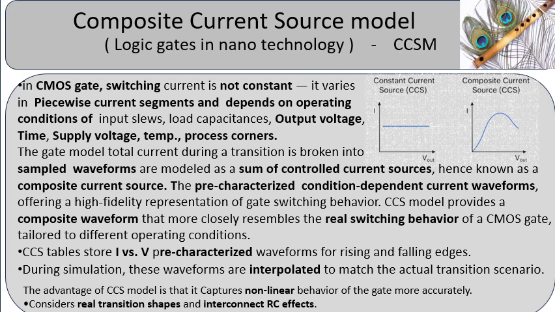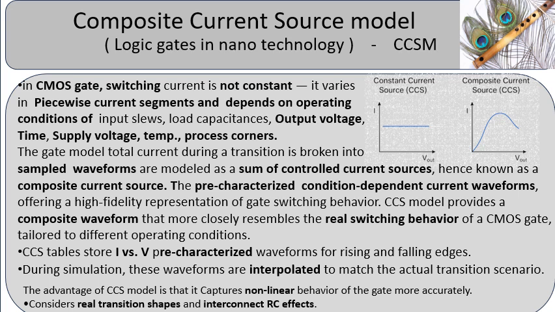In a CMOS gate, switching current is not constant, but varies in piecewise current segments and depends on operating conditions of input slews, load capacitances, output voltage, time, supply voltage, temperature, process corners. In composite current source models, transition current is broken into sampled waveforms and modeled as a sum of controlled current sources. Hence this model is known as a composite current source model.